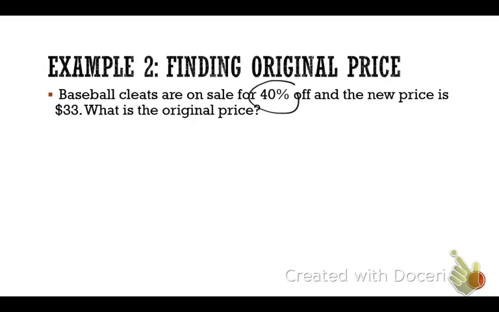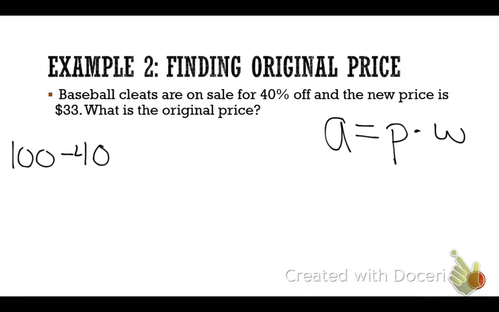This is not what I plug in to A equals P times W. I don't just plug in 40%. I need to take my percentage, and what do you think? Would you add or subtract it from 100? If you're saying subtract, you're right, because it's on sale. So we go 100 minus 40. This is something you could do in your head. I'm just showing you what that looks like. This is going to be 60%. That's the value I'm plugging into my formula. But remember, change it to a decimal.